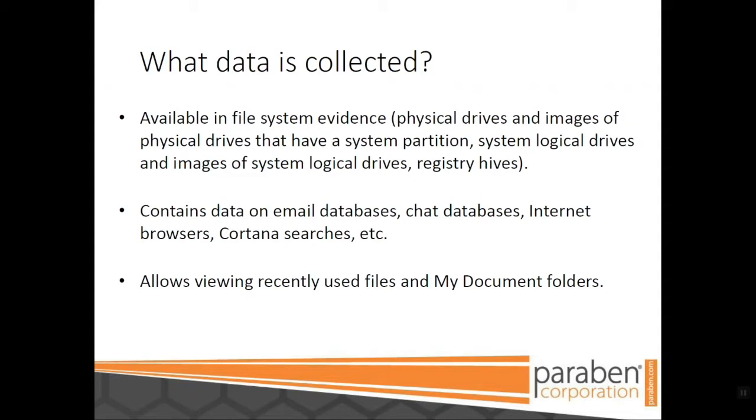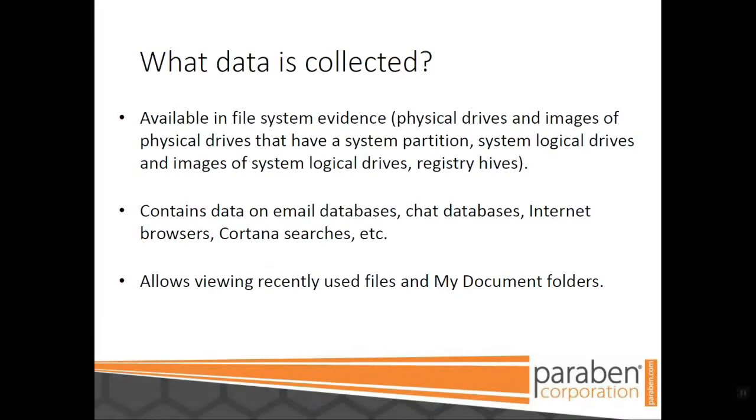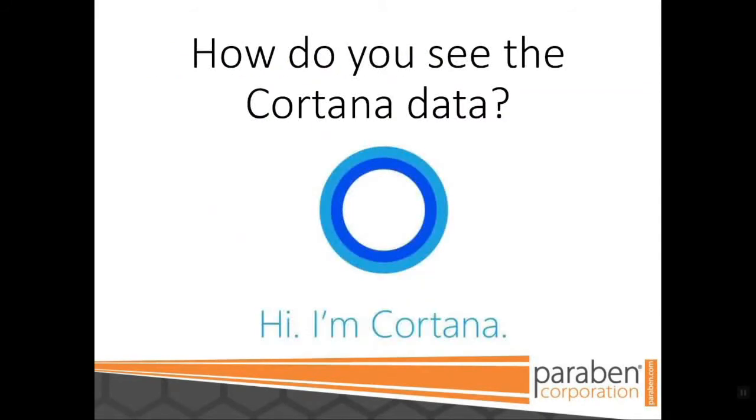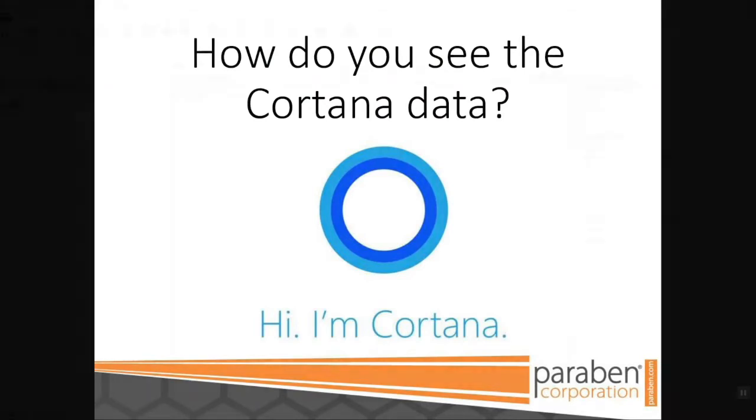When we look to triage the data, we look for data associated with the email databases, chat databases, internet browser, Cortana searches, other Windows 10 artifacts, and then we also look for recently used files in the My Documents folder. Each of these are shown as a separate item in the tree view associated with your image. So how do you see the Cortana data? Now I'm going to walk you through a video on how you see that data.